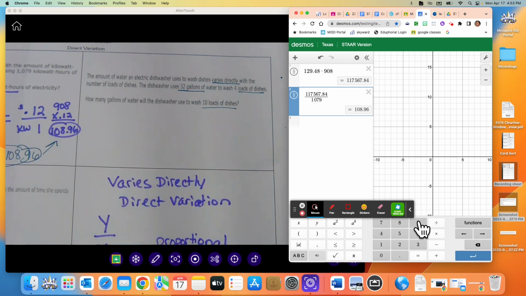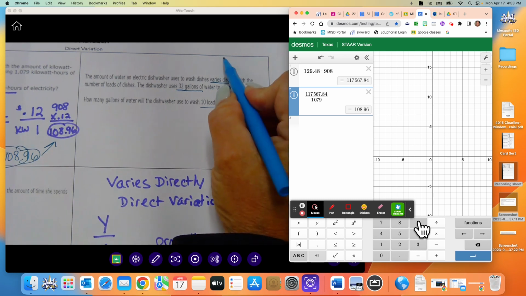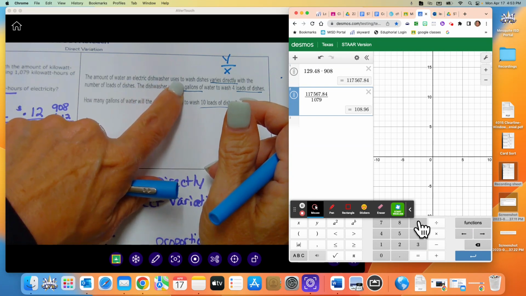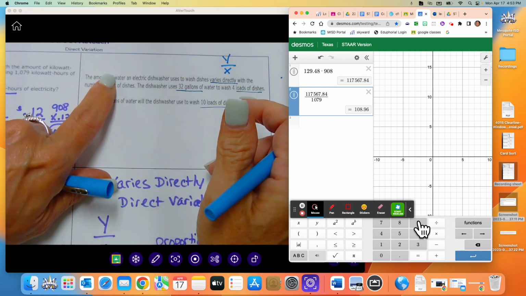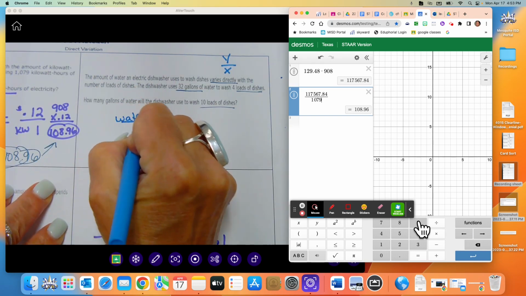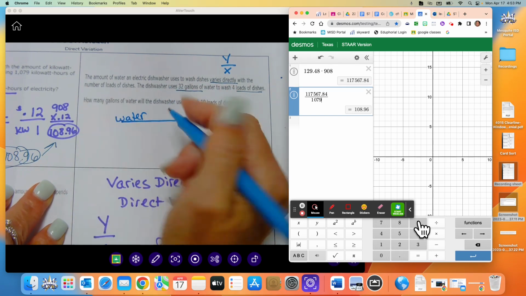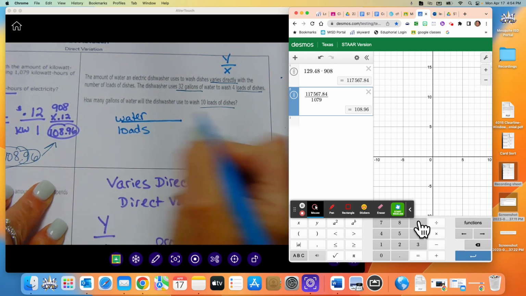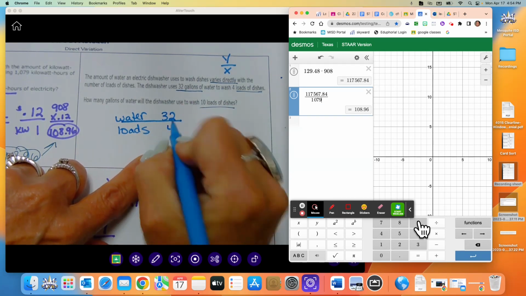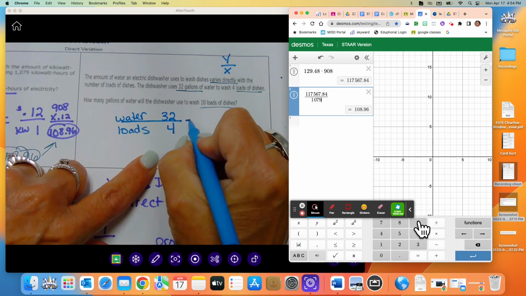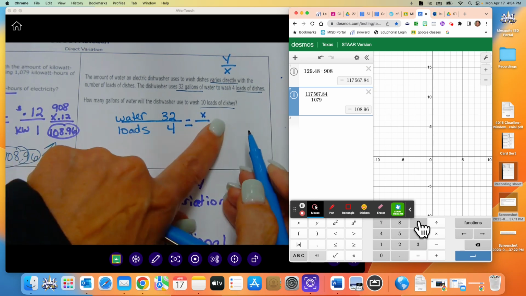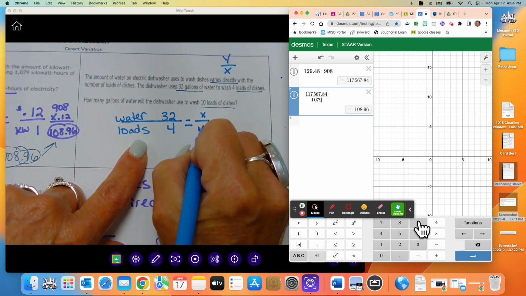Okay, so this one we're going to set it up as a proportion. Remember, varies directly, it's going to be y over x. The amount of water uses varies with loads, so we're going to go in the order. I'm going to write water over loads. The dishwasher uses 32 gallons for 4 loads, is equal to, we want to know how many gallons of water, so we don't know how much water, for 10 loads of dishes. So 10 loads is going to go down here.